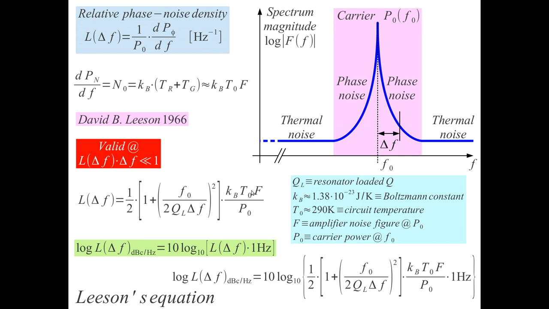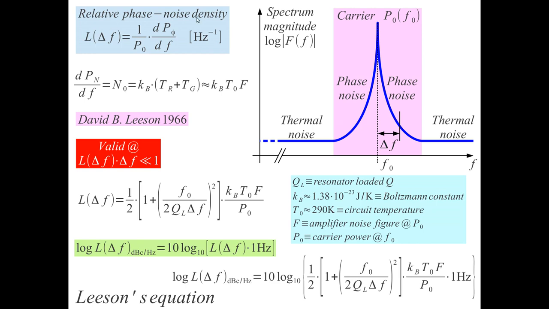It depends on the resonator loaded Q, on the Boltzmann constant, on the circuit temperature, on the amplifier noise figure, and on the carrier power. So the higher the power my oscillator generates, the less relative phase noise density I get. This is an important consideration, so low power oscillators are not desired for the best noise performance. Higher power amplifiers are much better with respect to phase noise, provided that this noise figure does not increase with the output power.